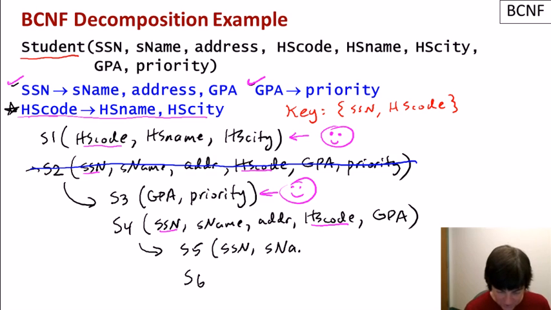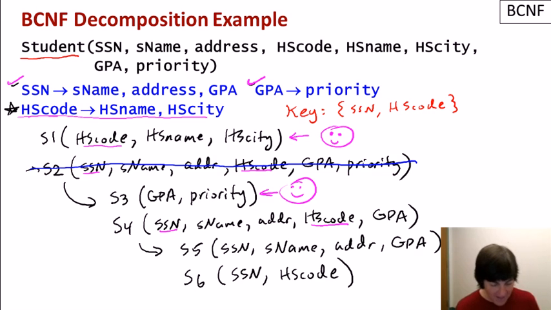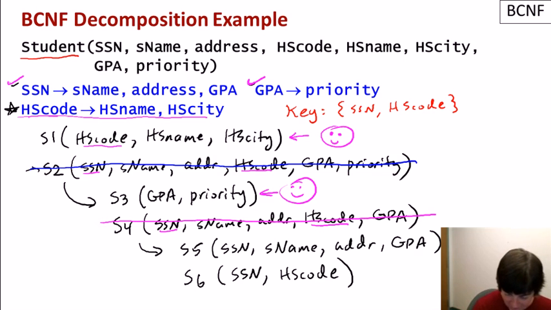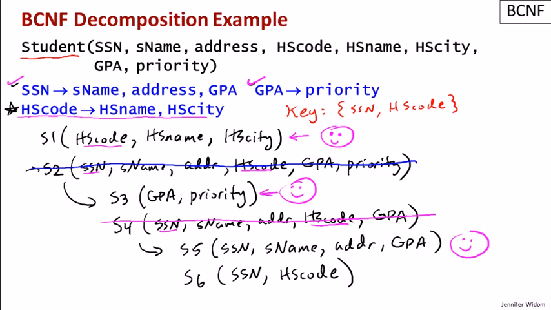We decompose into S5 and S6. S5 contains the attributes in the functional dependency that we're using now, so it's the Social Security number, name, address, and GPA. And then S6 contains the remaining attributes plus the left-hand side, so that's the Social Security number and the high school code. And I will just tell you right now, because you might be getting bored with this example, we're done with S4. S5 and S6 are now both in Boyce-Codd normal form. So this is our final schema.